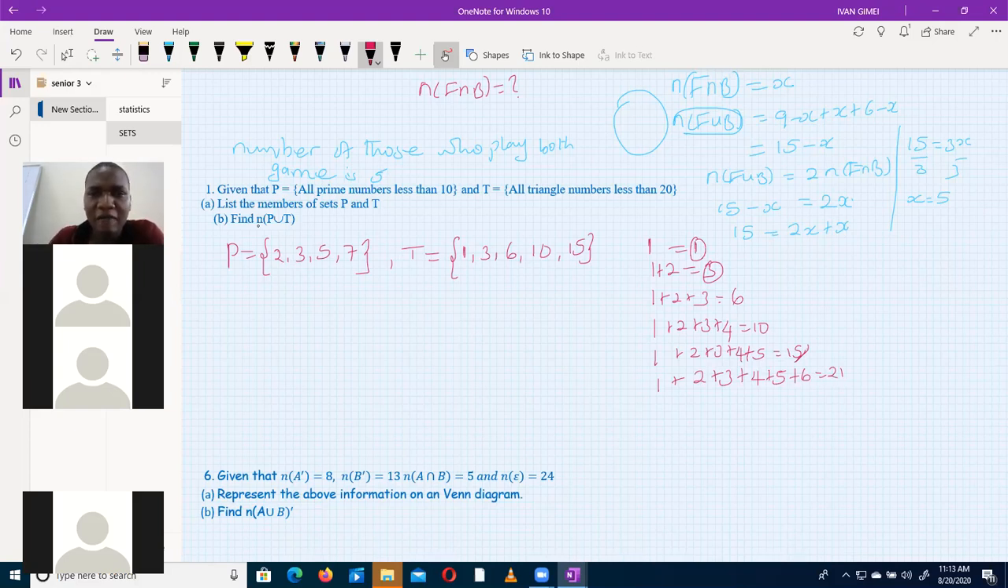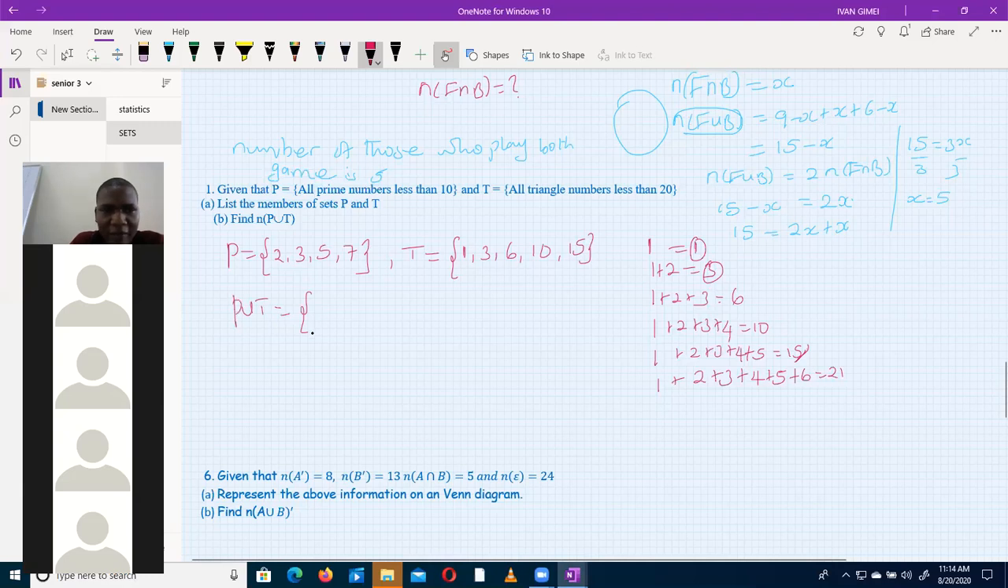They're saying find the number of elements in set P union T. Now we first need to get the elements of set P union T. What are the elements in that set? So P union T will have, can somebody tell me the elements of this set? Jethro, tell us the elements of that set.